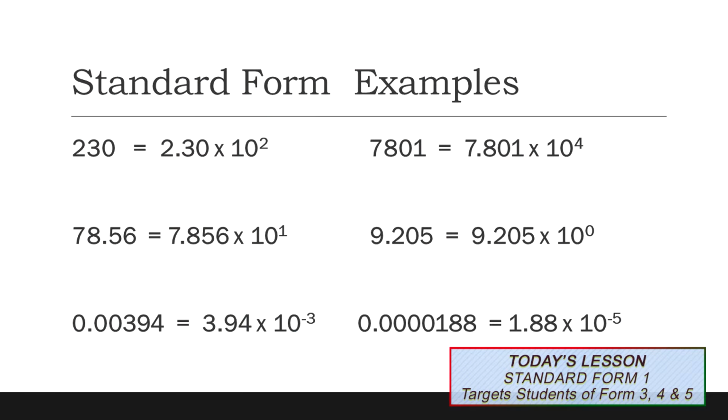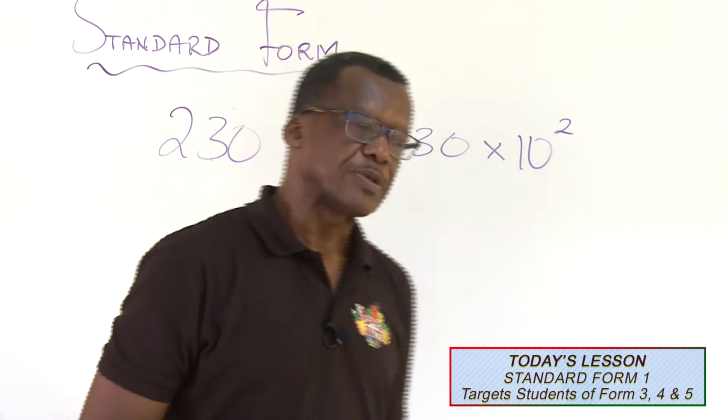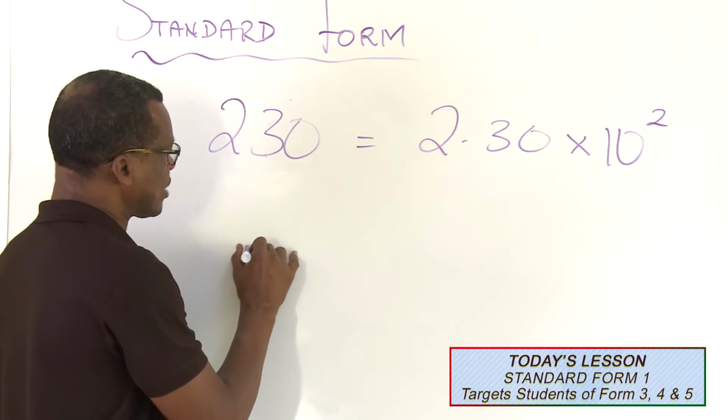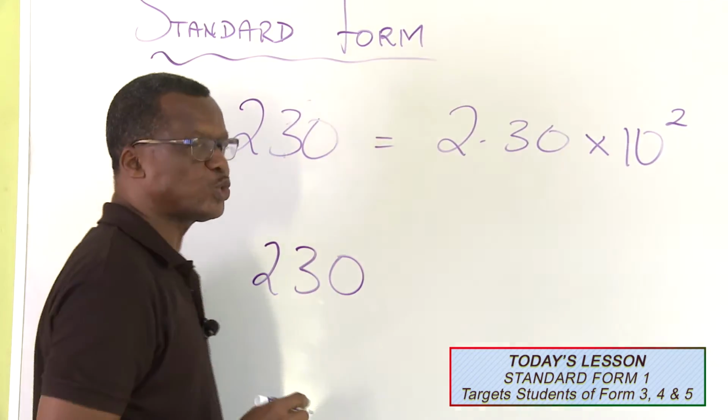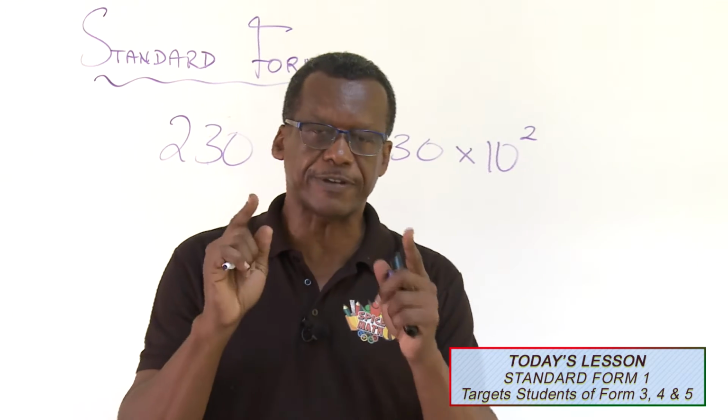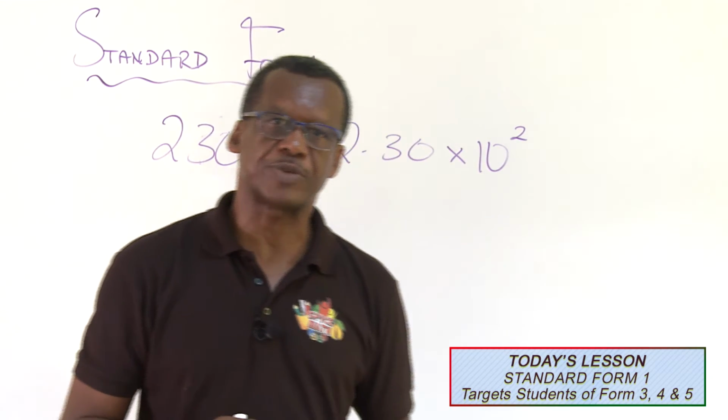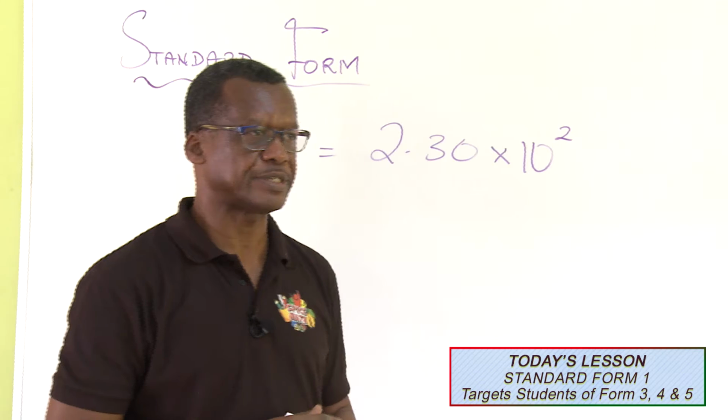When we compare all the examples that you might be looking at on your screen, the pattern seems to be moving the point from its original place, as in the case of 230. The point would have been located immediately to the right of the 0 in 230. If we move the point backwards, we are going to get the 230 to look like the very first number in the result. And that first number is 2.3.